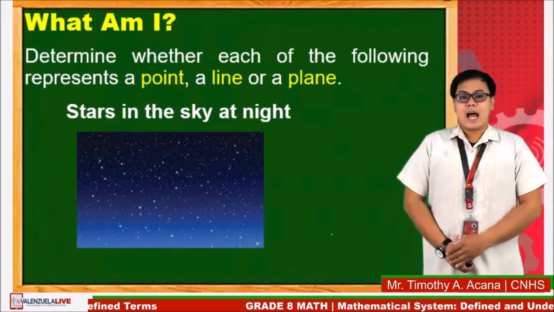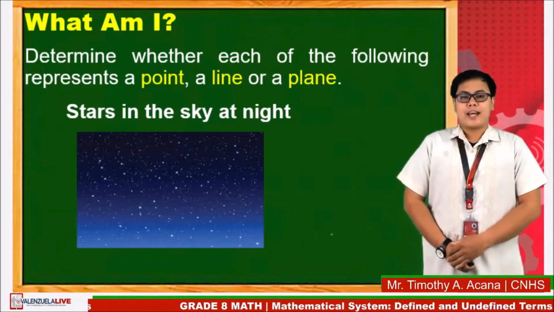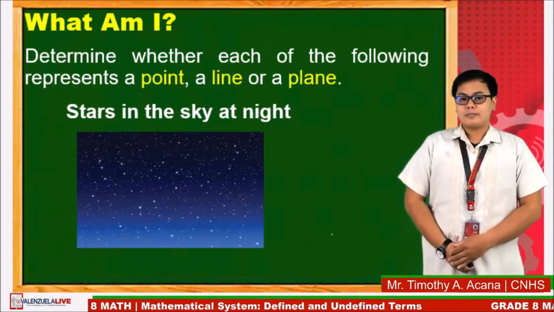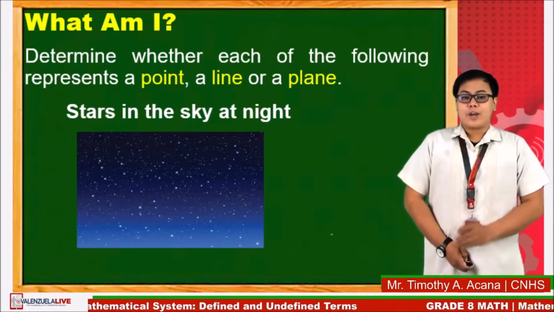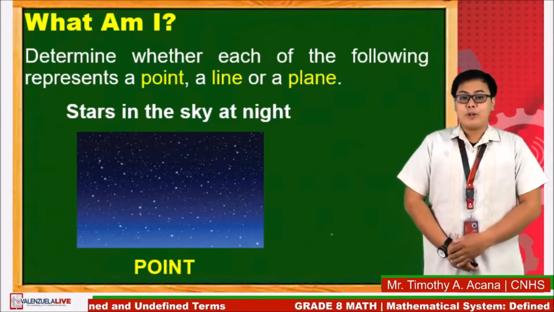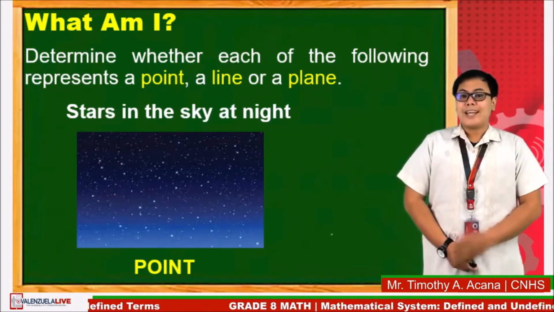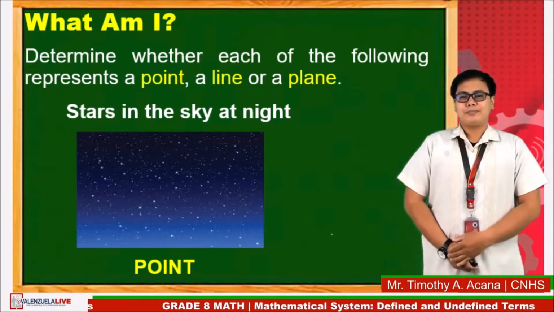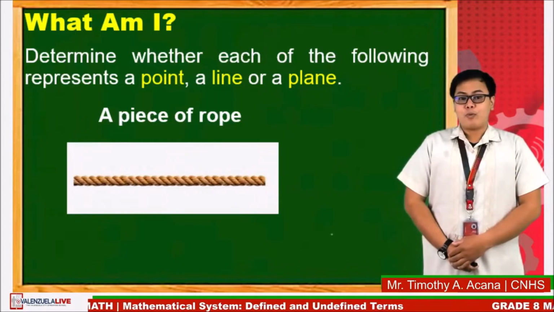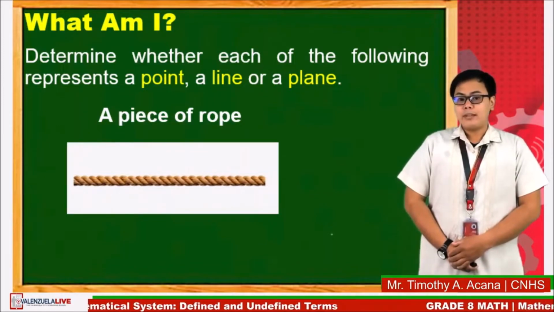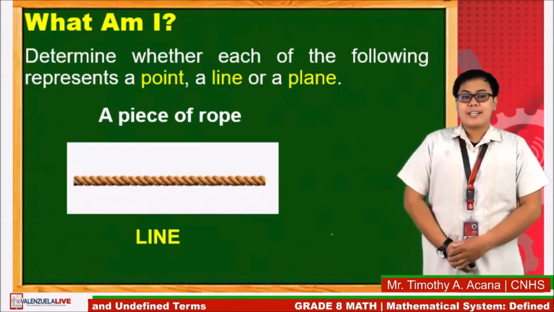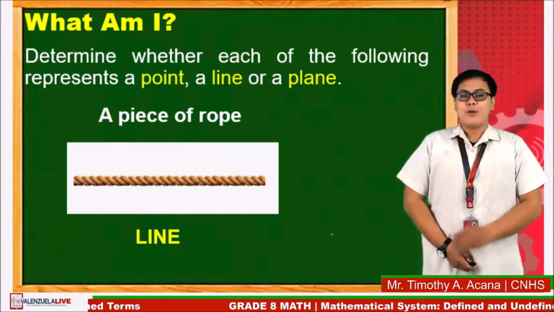First, let us have stars in the sky at night. Does this represent a point, a line, or a plane? And the correct answer is, it represents a point. Were you able to comment the correct answer? That is great. How about a piece of rope? Does a piece of rope represent a point, a line, or a plane? And the correct answer is, it represents a line. Wonderful.